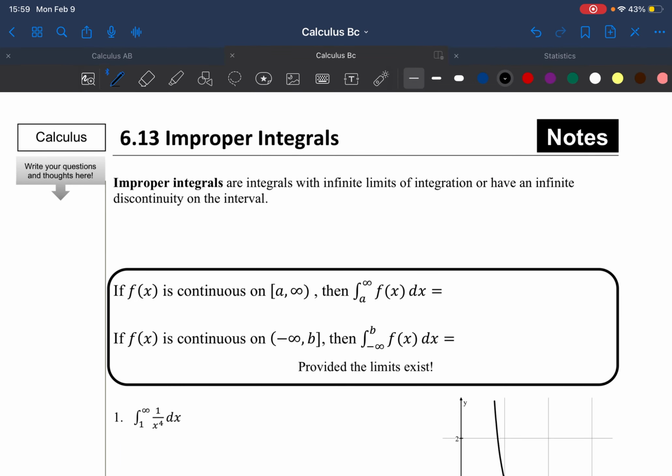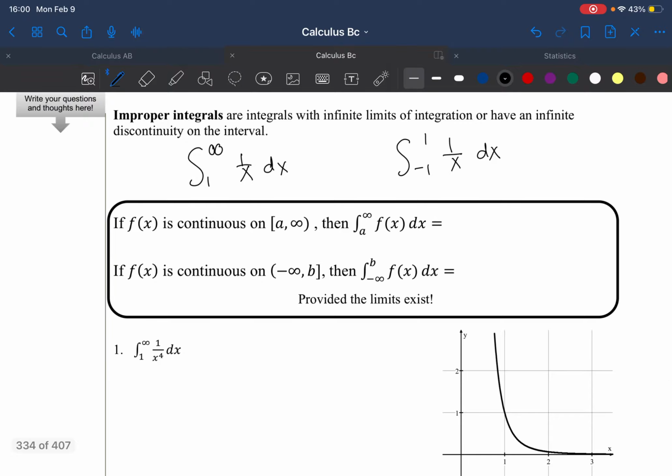Okay, 6.13, improper integrals. Improper integrals are integrals with infinite limits of integration, for example, the integral from 1 to infinity of 1 over x dx, or that have an infinite discontinuity on the interval. So for example, the integral from -1 to 1 of 1 over x dx, because within that interval, -1 to 1, we have 0. And if we plug in 0 for x, we have 1 over 0, which is undefined. So those are two examples of improper integrals.